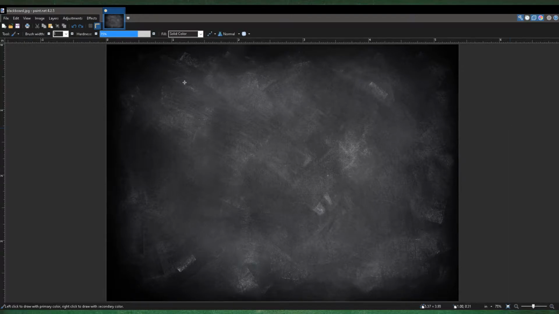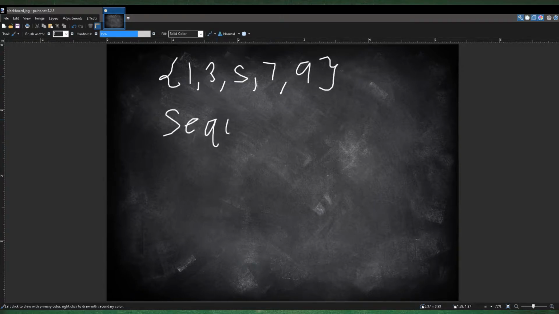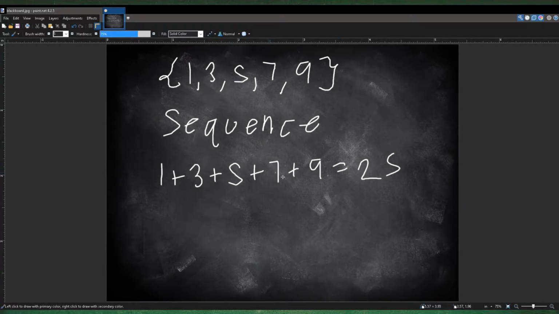So, for example, let's say we have an arithmetic sequence of 1, 3, 5, 7, and 9, right? It's arithmetic because it starts with 1 and has a common difference of 2. So 1 plus 2 is 3, 3 plus 2 is 5, 5 plus 2 is 7, 7 plus 2 is 9, right? So this is a sequence because that's just a list of numbers. A series would be 1 plus 3 plus 5 plus 7 plus 9. That's 25. So this 25 will represent a series.